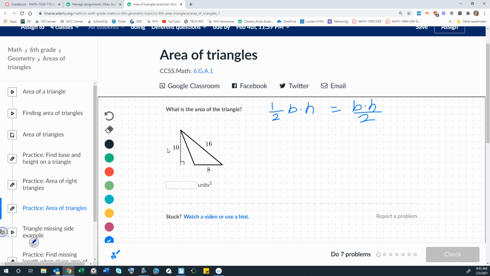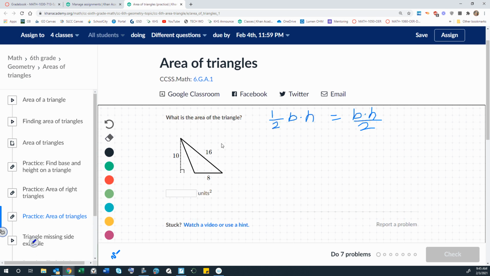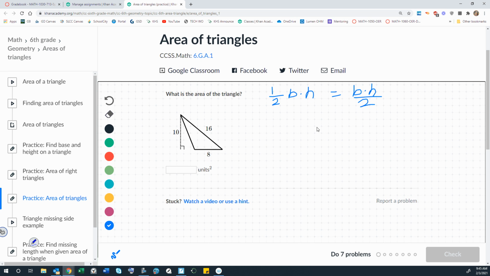So in this particular triangle, we have a height of 10 because it's going straight down to the opposite side. Now it's weird because it's an obtuse triangle and it's outside of the triangle, but that is the height, 10. And then we have the base is 8. So we're not going to use that 16 at all. So we're going to use the 10 times the 8, because the 10 is the height and the 8 is the base.